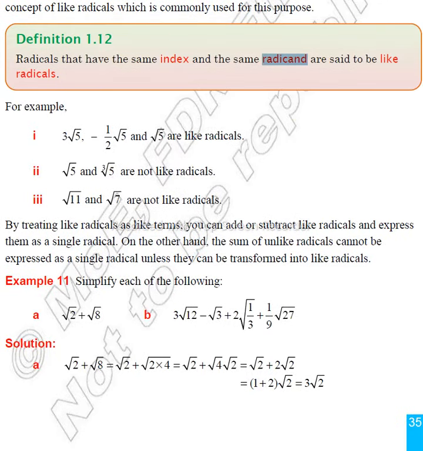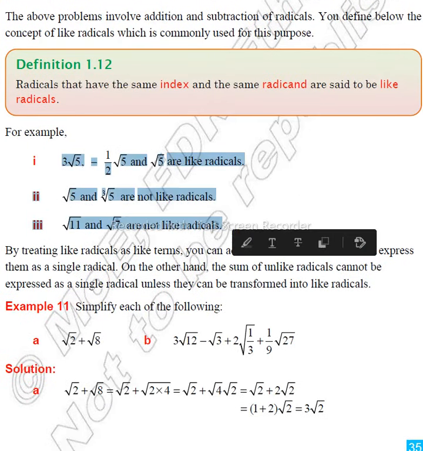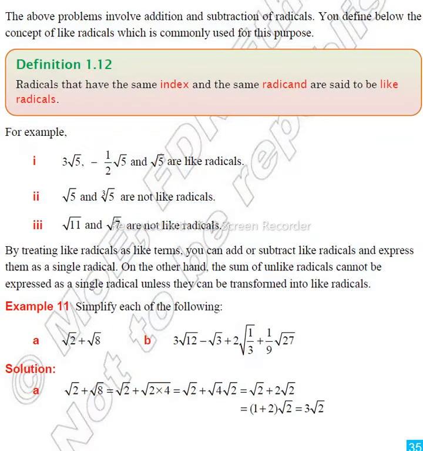Here we have different examples that confirm this definition. If they have the same index and the same radicand, they are called like radicals. For example, 3 square root of 5 and minus 1 over 2 square root of 5 are like radicals, because the radicand is 5 in both, and the index is the same.